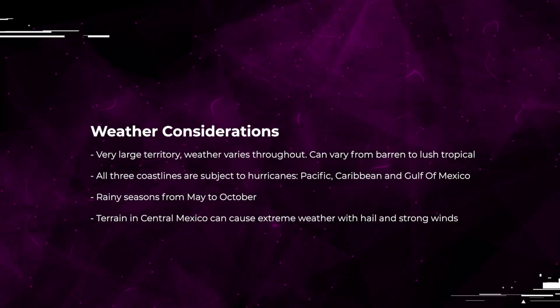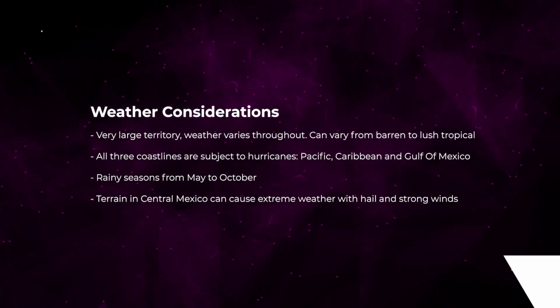Let's take a look at what weather you can expect when traveling to Mexico. Mexico is a very large country, and weather patterns and conditions can vary greatly depending where you are in the country. So you should become familiar with the specific weather patterns for the regions in Mexico that you plan to visit. Mexico has three completely different coastlines: the Gulf of Mexico, the Caribbean Sea, and the Pacific Ocean, each one with its own unique qualities.